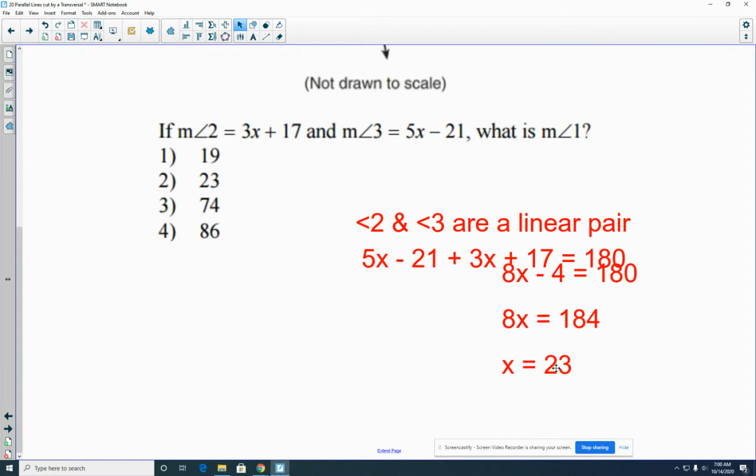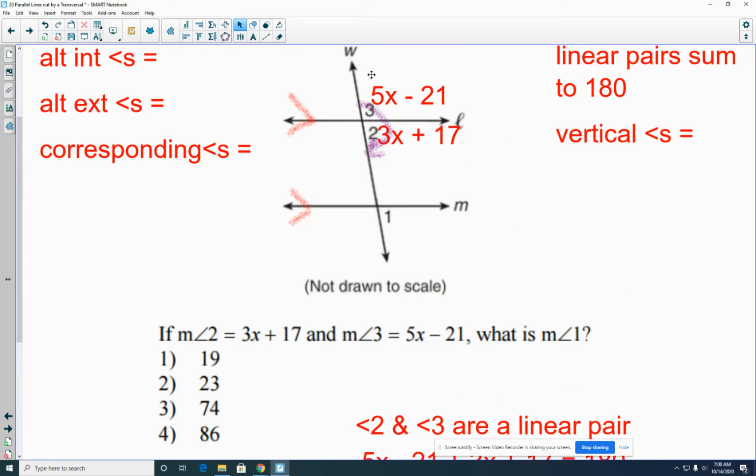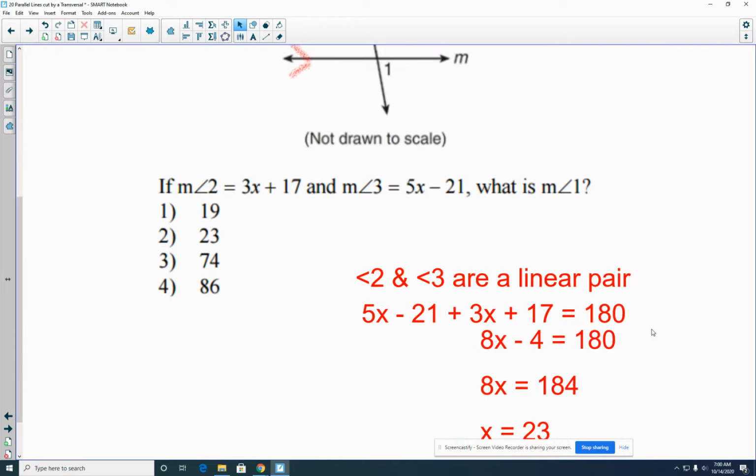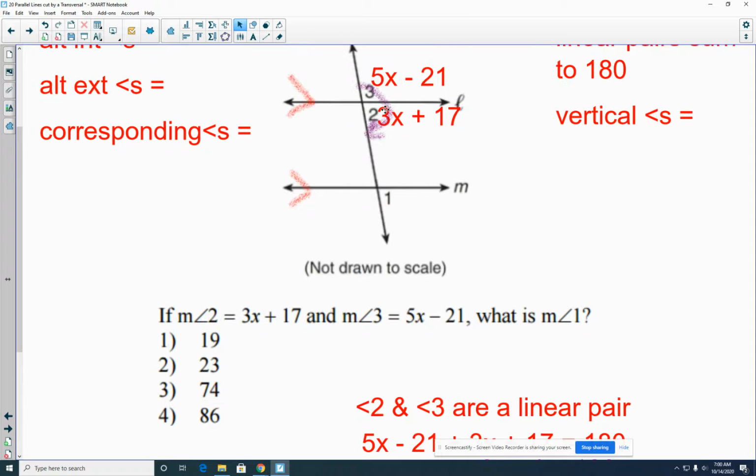Now I know that x is 23. So I'm going to go back up here and I'm going to say, well, if I know the value of x, I could easily find both angle 2 and angle 3. My goal, though, is to look for angle 1. So here's angle 1. Now remember, angle 1's on a different line. It's on a line that's parallel to this line up here. So what is angle 1 equal to?